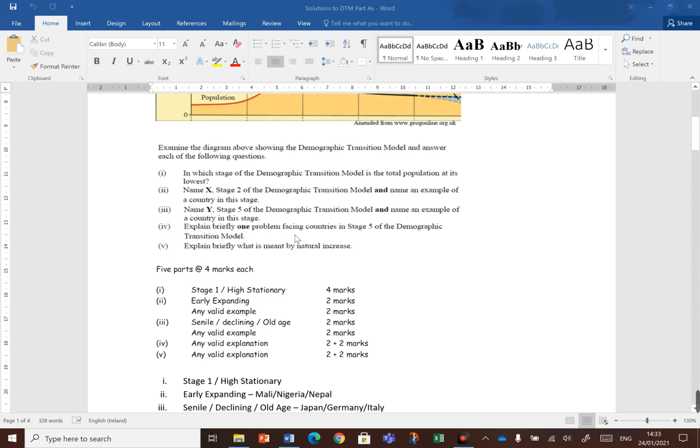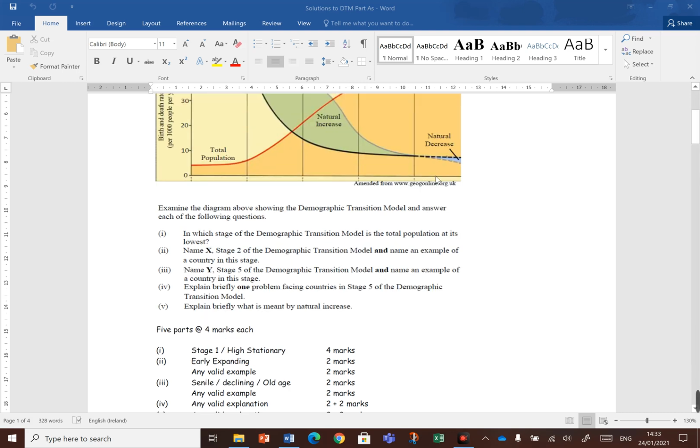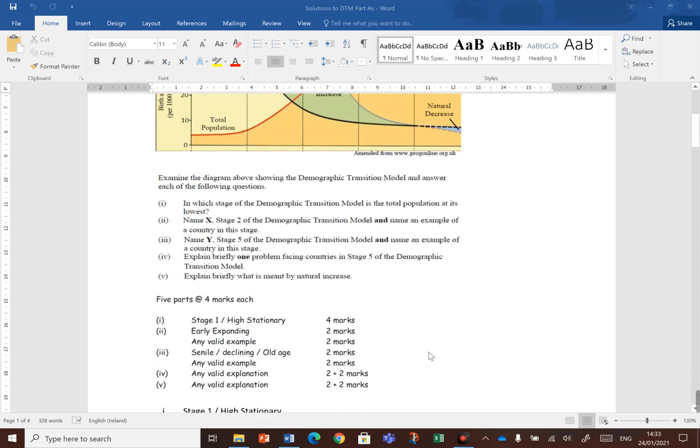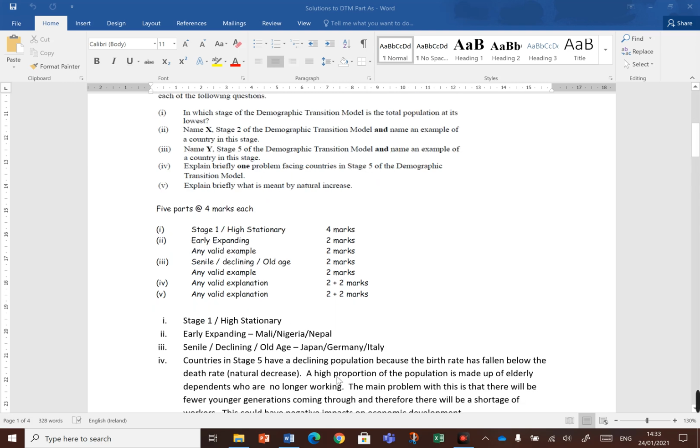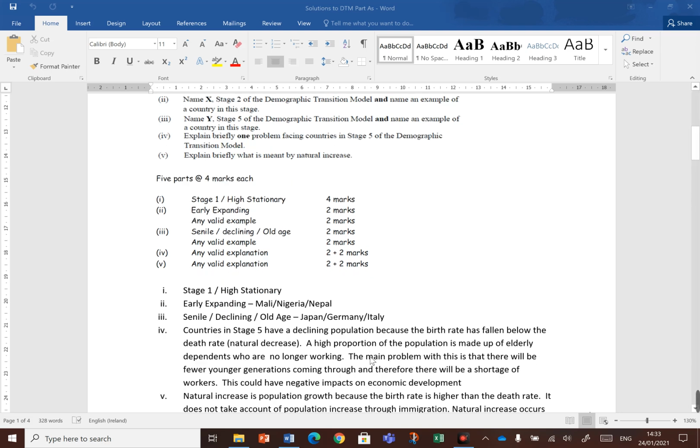Explain briefly one problem facing countries in stage 5 of the demographic transition model. Countries in stage 5 have a declining population, so you can see up there that there's natural decrease because the birth rate has fallen below the death rate. A high proportion of the population is made up of elderly dependents, and that's what I'm going to be doing in today's class as well. They're dependent because they're no longer working, they're retired, so they're dependent on the state for an income. The main problem with this is that there's fewer younger generations coming through, so the birth rate has fallen.